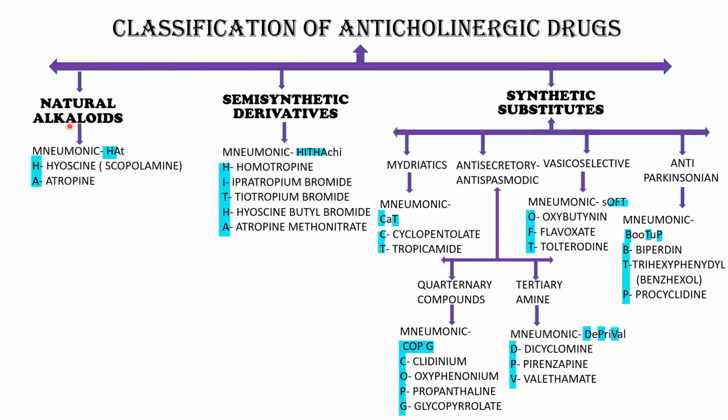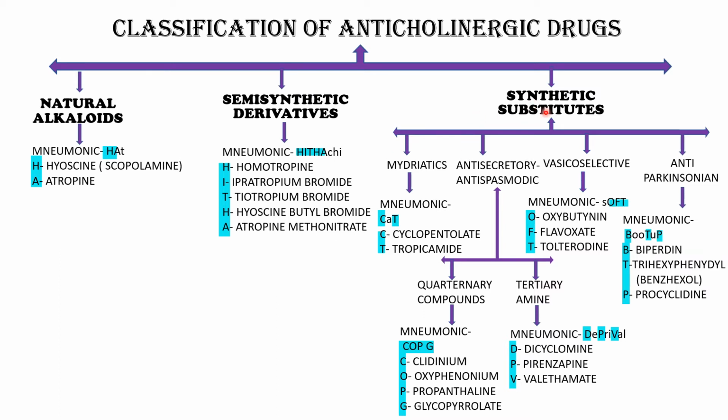Coming to natural alkaloids, mnemonic is HAT: H for hyoscine, that is scopolamine, A for atropine. Now coming to semi-synthetic derivatives, mnemonic is HITHA: H for homatropine, I for ipratropium bromide, T for tiotropium bromide, H for hyoscine butyl bromide, A for atropine methonitrate.